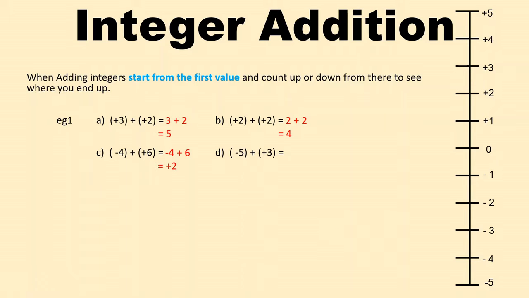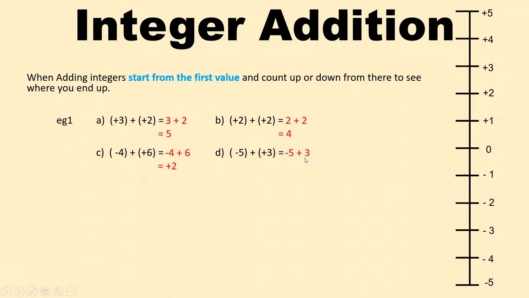Question D. I'm starting with a negative number. I'm starting with negative 5, and I'm adding 3 to that. So I'm going up 3 from there. 1, 2, 3. This time I started with a negative number, and I'm adding a positive number to it, but the positive number that I'm adding is not going to be big enough to take us up into the positives.